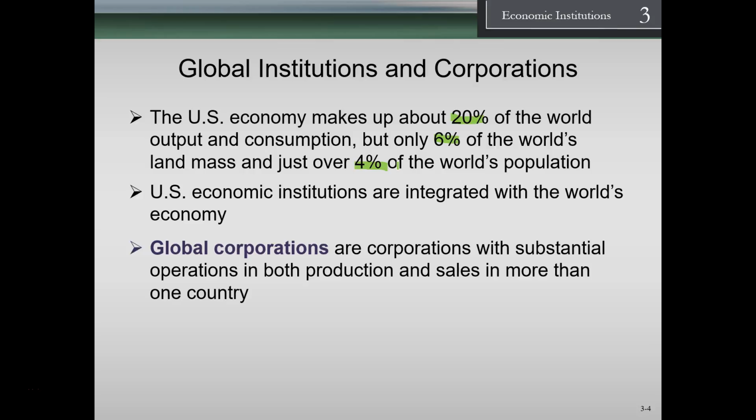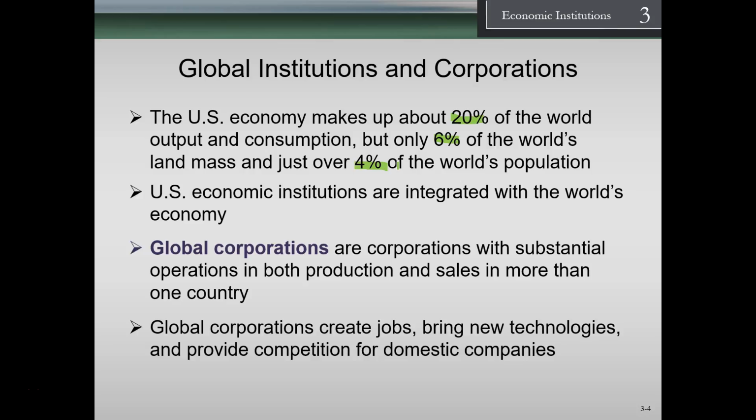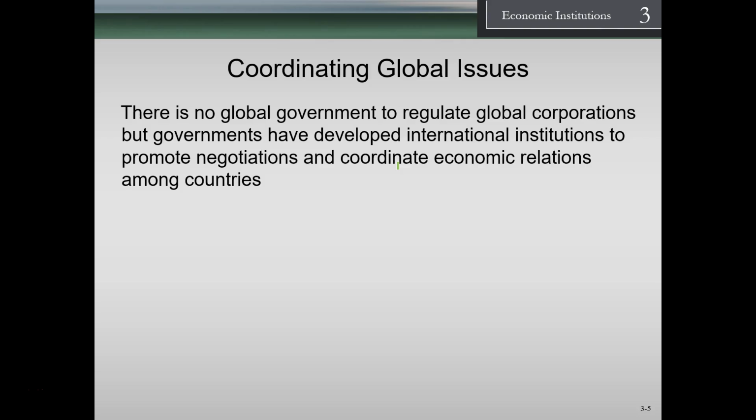When jobs leave, there's a question of why the jobs are leaving in some cases, and of course the goal of the company is to find cheaper labor. And the question is, well, how can we keep some of those jobs here? A couple ways we might be able to do it is, one, increase the skill level of the workforce, and or make it more cost effective for the jobs to stay here. That's going to be a constant type of argument. Global corporations create jobs, bring in new technologies, and provide competition for domestic companies.